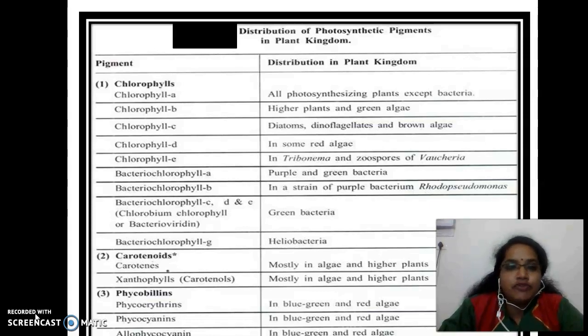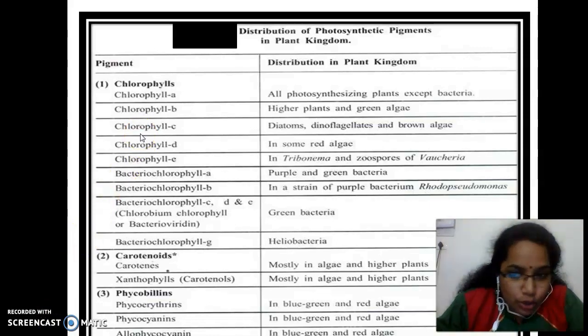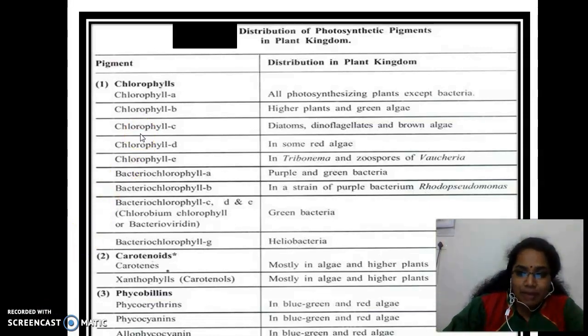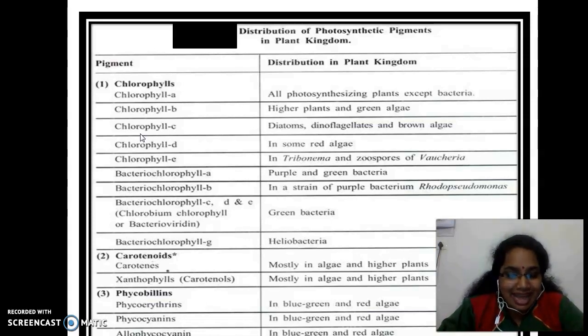There are different types of chlorophyll molecules: chlorophyll A, B, C, D, E, F, etc. Of these, chlorophyll A and B are present in green algae and higher plants. But chlorophyll A is present in almost all photosynthetic higher plants and algae. It is also called the universal chlorophyll pigment. Chlorophyll A directly takes part in the photochemical reaction. It is the reaction center in the photochemical reaction, so it is called the primary photosynthetic pigment.